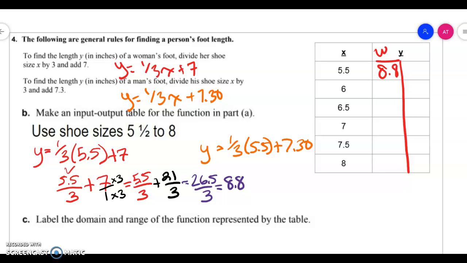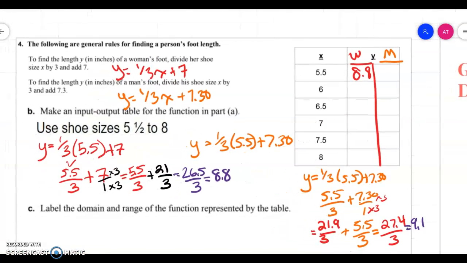Alright. Now for the men, do the same thing. If you did all of the math, you should have got 9.1 for the men for the first one. So I want you to pause the video and do the rest of them. I'm going to fill them out for you.